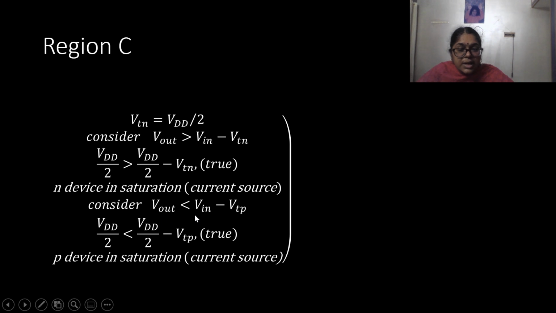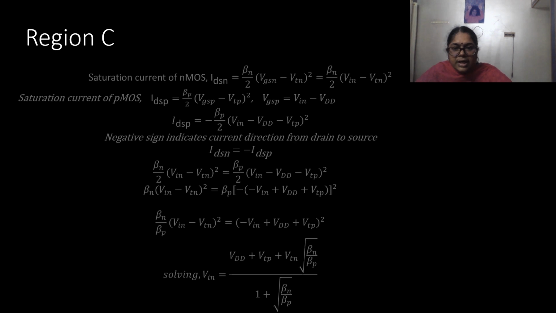Consider the condition Vout less than Vin minus VTP for pMOS transistor. Once again substitute Vout is equal to VDD by 2 and Vin is equal to VDD by 2. So from this condition holds good. Why? Because VTP is a negative value. So VDD by 2 minus of some value will be VDD by 2 plus something. So obviously the right hand side will be greater than the left hand side. Now because this condition holds good, the pMOS transistor is in saturation region. So you can see that in region C, both nMOS and pMOS transistors are in saturation region.